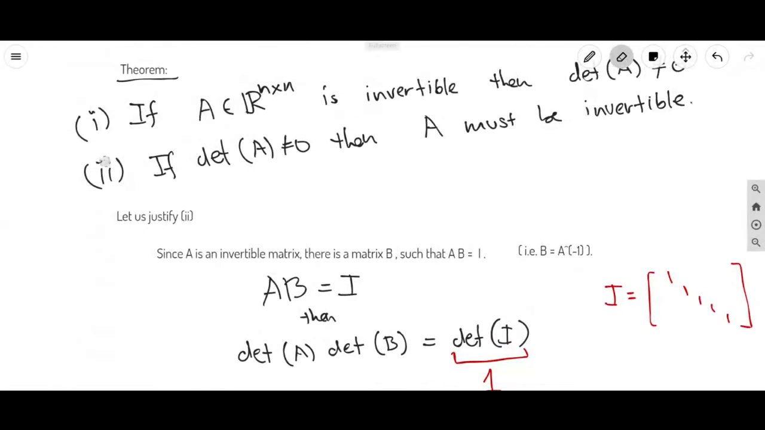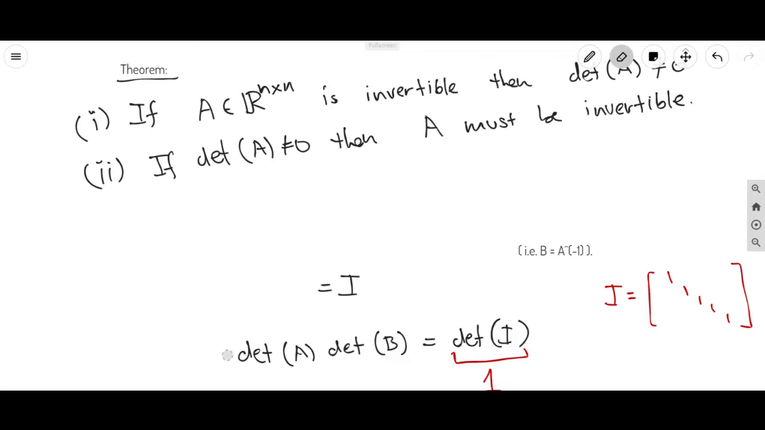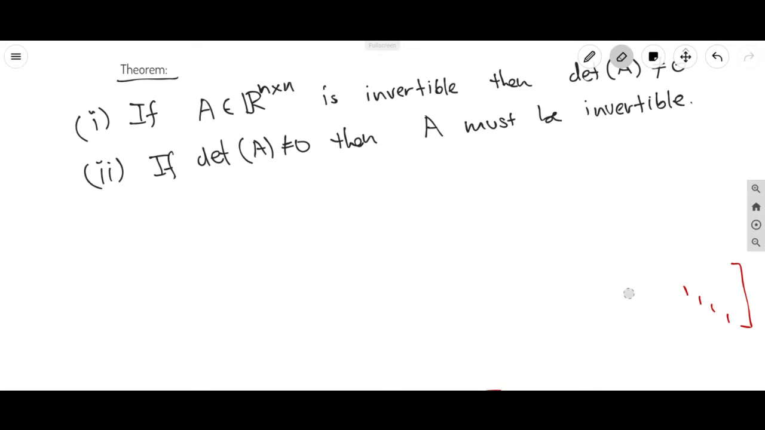Now this property over here, that if the determinant is not 0, then the matrix must be invertible, takes a different argument. It is trickier. I will put it on the homework for you to think about. I'll give you some hints on how to approach it. But I want to make a comment here about this theorem, because students sometimes misunderstand it.